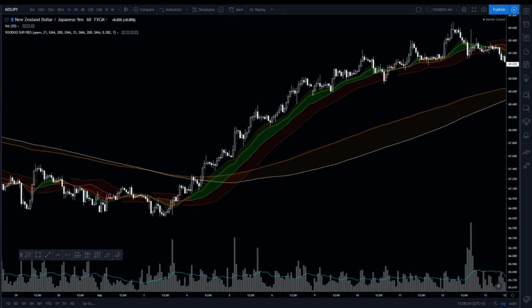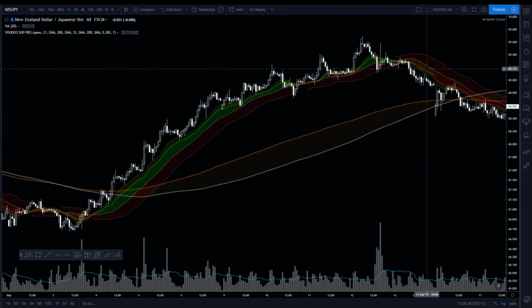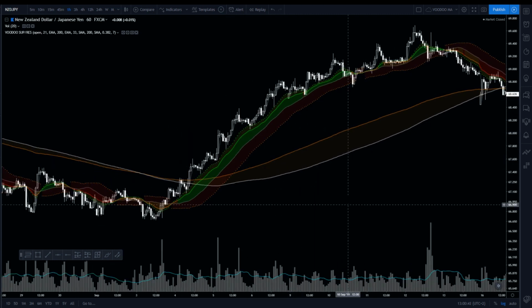Good morning, my traders. Today I will show you how to read and use moving averages included into Voodoo support and resistance indicator. First of all, this green or sometimes red and orange line is 21 EMA, exponential moving average.